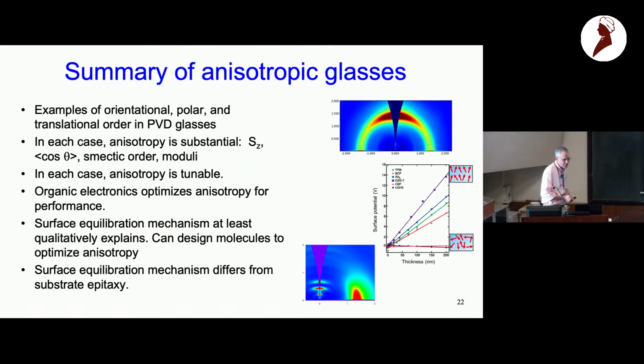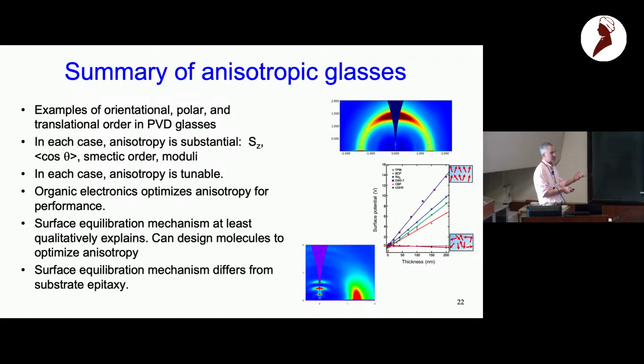Okay, so I just wanted to summarize before I get to the questions. I've given you examples of three different kinds of anisotropy that can happen in vapor deposited glasses. In each case, I've gone to some effort to try to convince you that the anisotropy is substantial. We have this P2 order parameter. We can get pretty much completely maxed out in terms of the molecules lying down. We can get sort of half of the total possible alignment for dipoles. We have substantial smectic order, and we have a big anisotropy in the moduli.